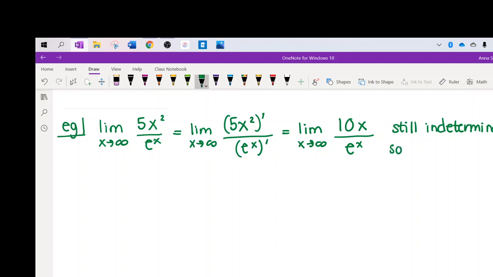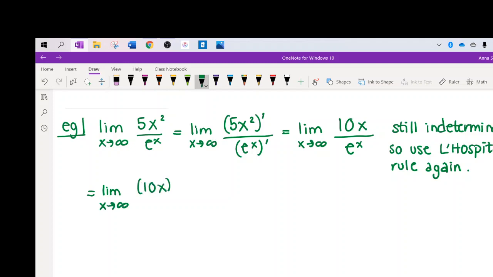And so what are we going to do? We're going to use L'Hopital's rule again. You can use L'Hopital's rule as many times as you want. Every time you finish using it, you want to check in again and see what's the situation now. And if it's still indeterminate, you can totally just use the rule again. So we're going to take the derivative now of 10x and the derivative of e to the x again.